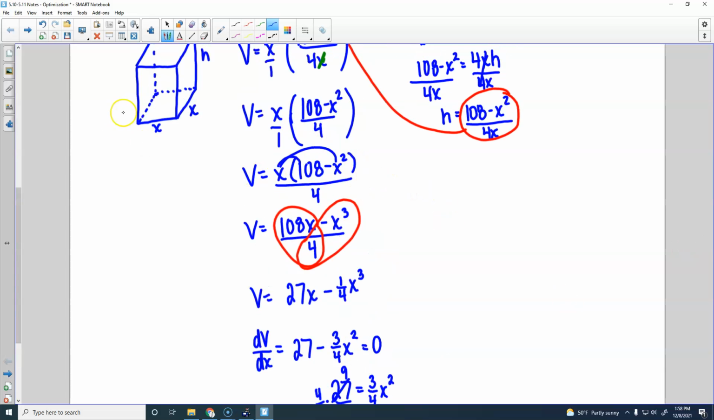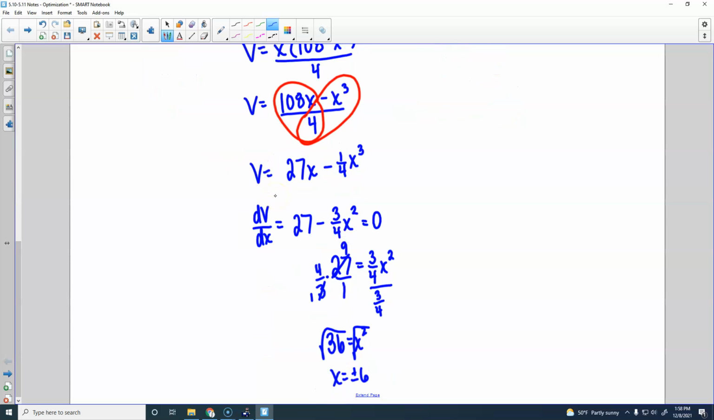X is our length of our box. Does it make sense to have a negative here? No. So we're not going to be concerned with negatives because it doesn't make any sense to have a negative length in this case. So we really only need to check 6.